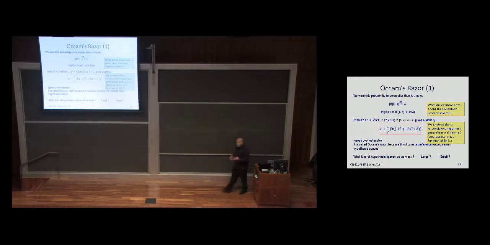On the other hand, what's the other hand here? If h is too small, what will happen? There's no chance I'll be consistent, because my hypothesis space is not expressive enough to be consistent with the target function. So there is a trade-off here. On one hand, I want to be expressive enough. On the other hand, I want to be small. And this is exactly a trade-off that we already talked about.